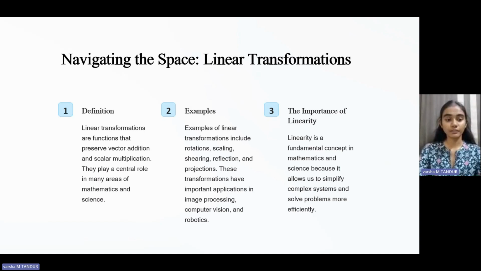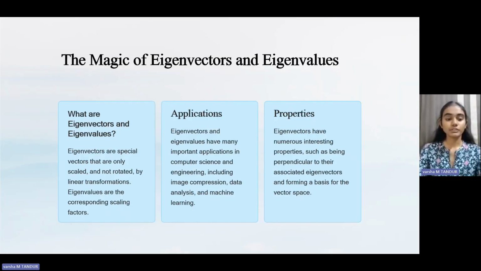What are eigenvectors and eigenvalues? Eigenvectors are special vectors that are only scaled and not rotated by linear transformations. Eigenvalues are the corresponding scaling factors. For the applications, eigenvectors and eigenvalues have many important applications in computer science and engineering, including image compressions, data analysis, and machine learning.